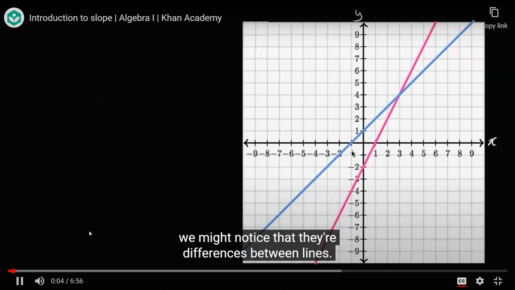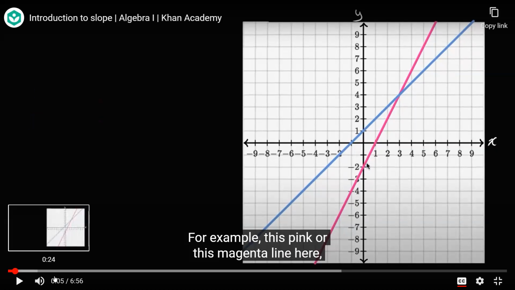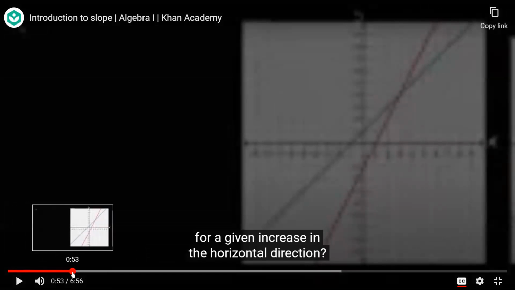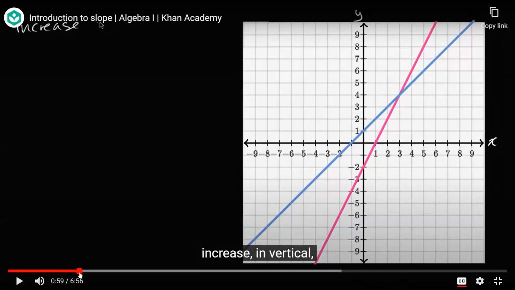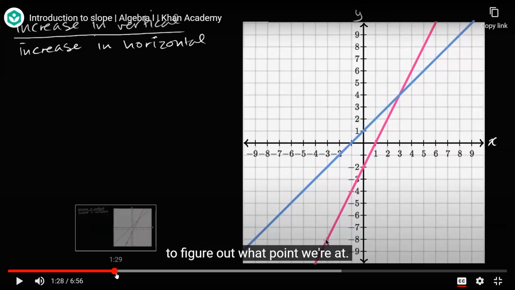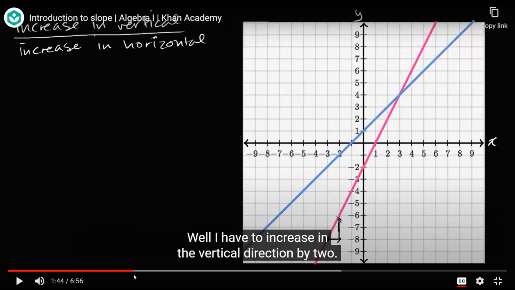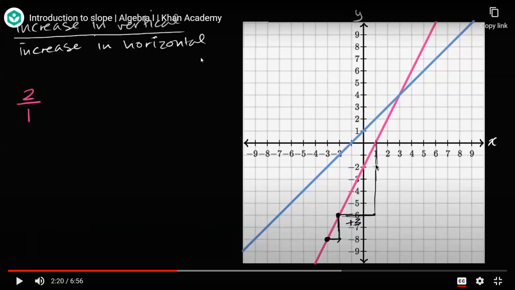Well, I lost my place there. My point here that I'm going to try to emphasize for you is this is exactly what we were doing when we were finding slope from a graph. You notice how he was counting the squares?